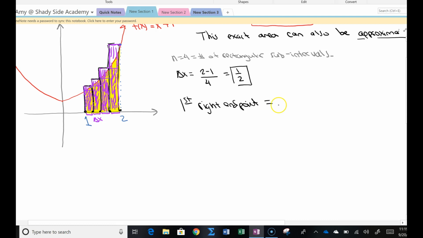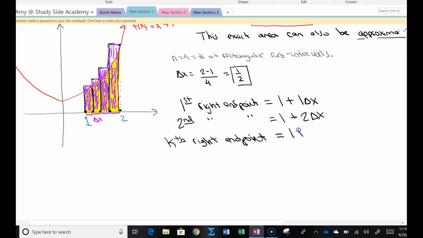So if we know that the first right endpoint equals 1 plus 1 delta x, and remember, this choice of 1, I could have chosen my interval of integration to start at 0, so this 1 will not always be 1, obviously. The second right endpoint will be 1 plus 2 delta x's. What I'm getting to here is the kth right endpoint. The kth right endpoint would equal 1 plus k delta x.